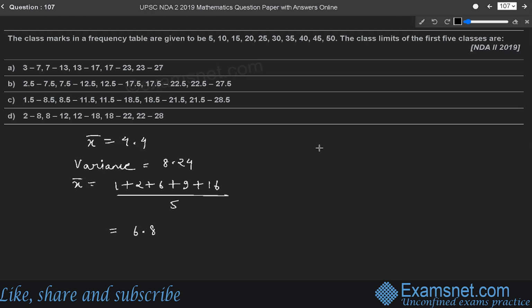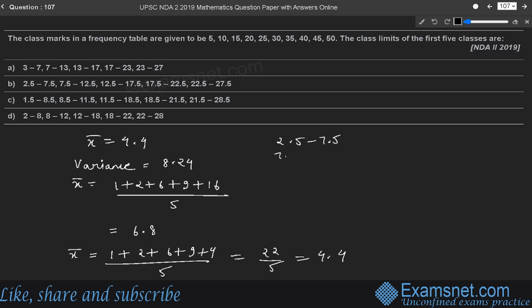It is not correct. Now second option: x bar is equal to 1 plus 2 plus 6 plus 9 plus 4 by 5. So it will be equal to 22 upon 5, which is equal to 4.4. Therefore, we can say that the class limits of the first 5 classes will be 2.5 to 7.5, then 7.5 to 12.5, then 12.5 to 17.5, 17.5 to 22.5 and 22.5 to 27.5. So the correct option here is option number B. I hope this question is clear to you.